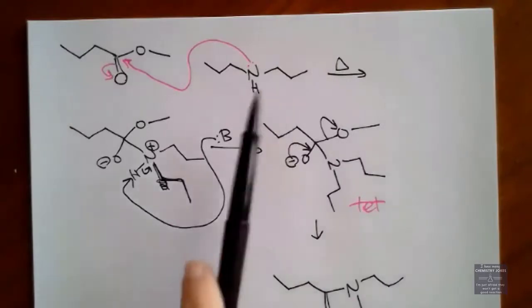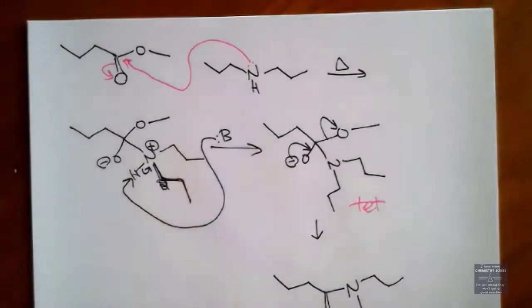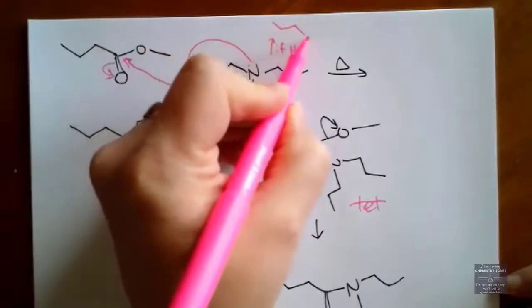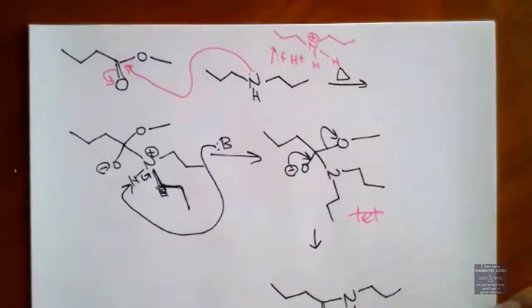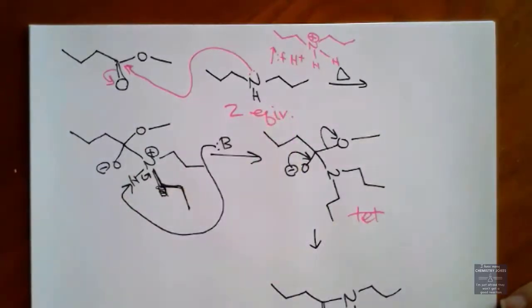Why not? Because amines are bases, and if you add an acid catalyst to this mixture, you're going to destroy your nucleophile. If you added acid, you would get this guy with 2 H's and a plus charge. When you take his lone pair away, he cannot be a nucleophile anymore. So this mechanism, turning an ester into an amide, cannot be acid catalyzed. In addition, it is typically run with 2 equivalents of this amine.